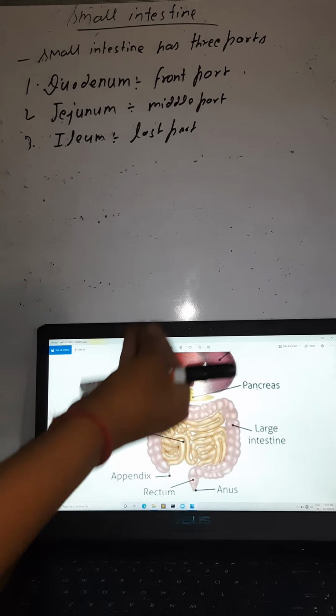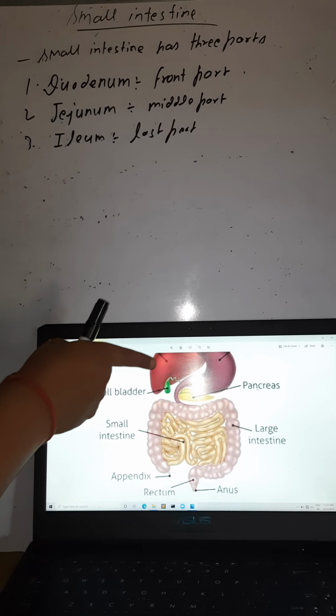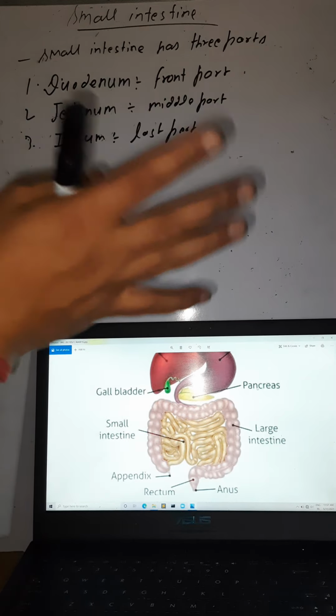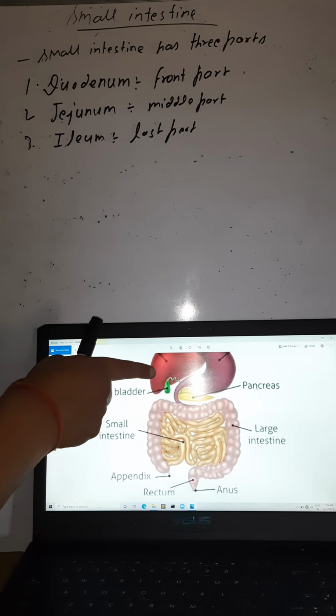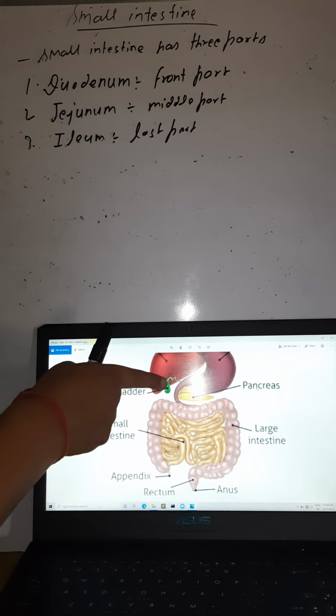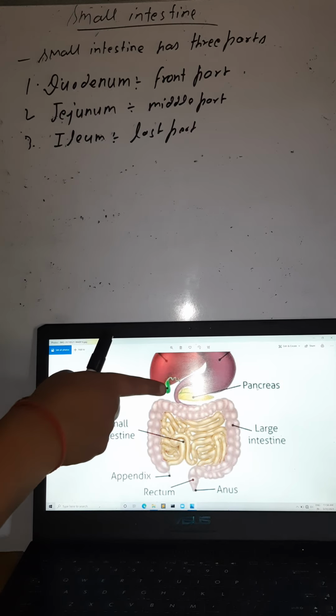contains bile juice which is secreted by the liver. This is the liver, the brown colored one you can see here. The liver is also the largest organ of your body. So this liver secretes bile juice, and it gets stored in this green colored structure which you can see, that is the gallbladder.